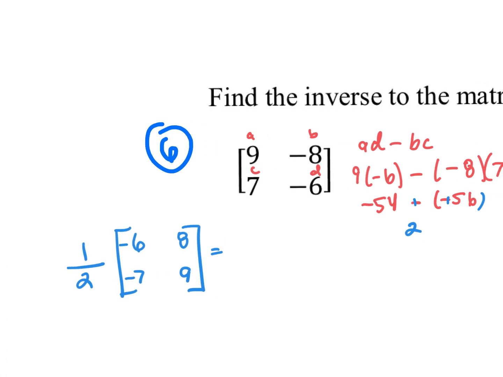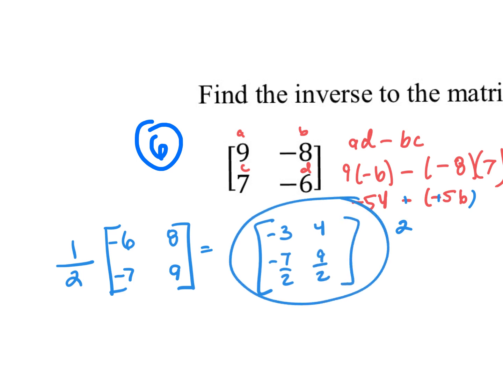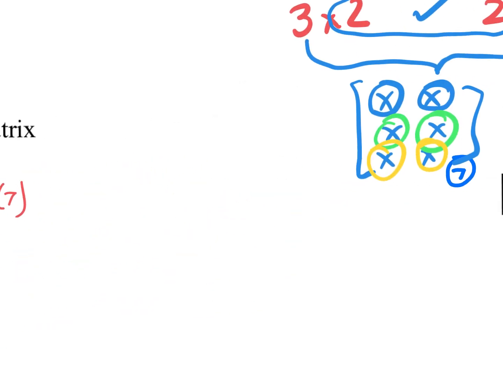And now we just distribute. So negative 6 divided by 2 is going to give me a negative 3. Negative 7 divided by 2 is just negative 7 over 2. 8 divided by 2 is going to give me 4. And then 9 over 2 is just 9 over 2. And there's the inverse. So you find the determinant first, make that the denominator of your fraction, and then distribute. And again, if this number down here ended up being a 0, then your answer would be no inverse.